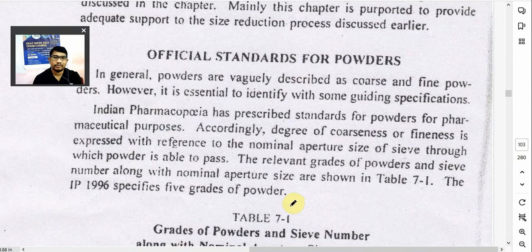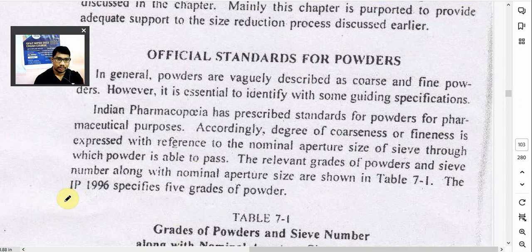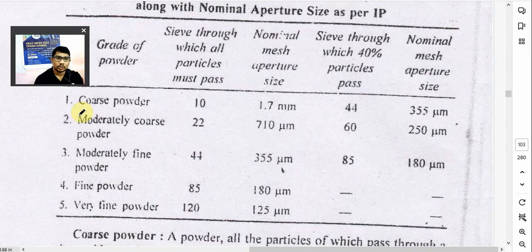अपन normally बोलते हैं powder is very coarse, powder is fine. But what do you mean by fine, coarse as per the IP? So as per the IP 1996 there are 5 grades of powder. Indian Pharmacopoeia gives 5 grades of powder. What are these 5 grades? Coarse powder, moderately coarse powder, moderately fine powder, fine powder and very fine powder.